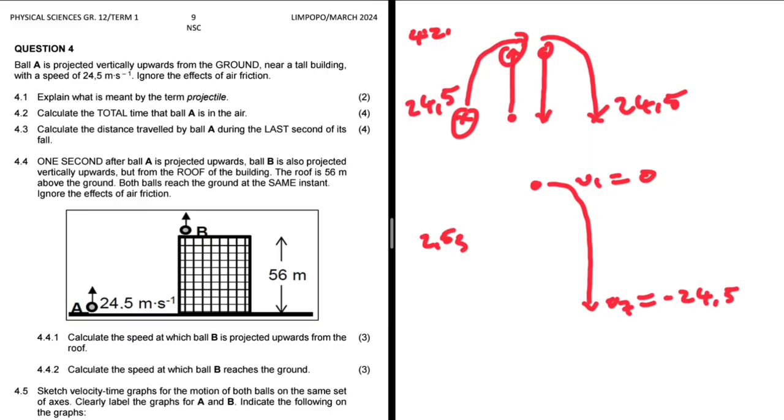Okay, so we have this velocity at which it strikes the ground of minus 24.5. But what was the velocity of the object 1 second before? The velocity was 24.5 minus 9.8, which is 14.7. So the velocity 1 second before striking the ground is 14.7 meters per second.